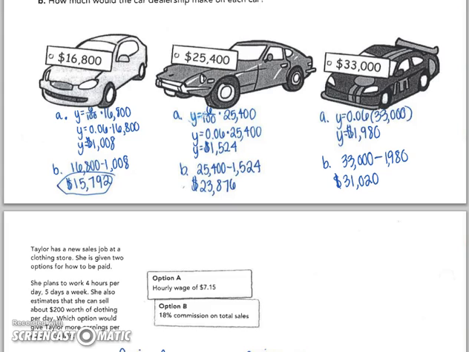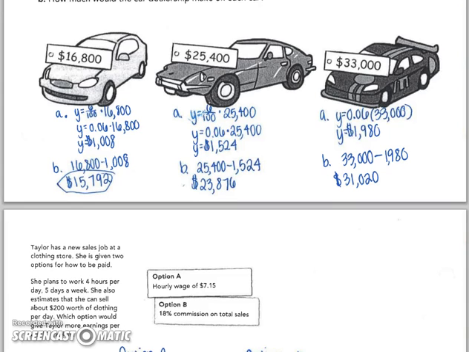Explain. So we have option A, which is an hourly wage, and a lot of jobs do have hourly wages. But then there are other jobs that get commission, so they get paid based on what they sell. So Taylor has these 2 options, and she's trying to decide which is going to be the better option. So the first option, if she has an hourly wage of $7.15, think of that as $7.15 per hour, like the unit rates we saw in the last chapter.